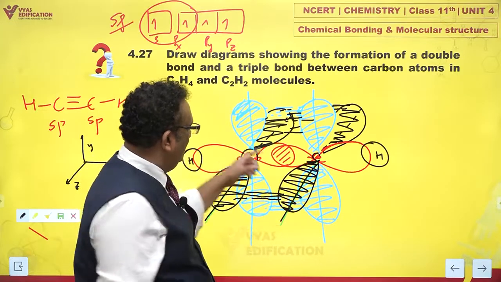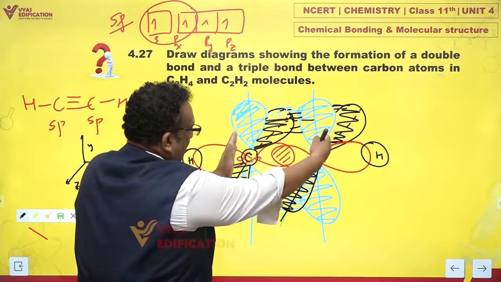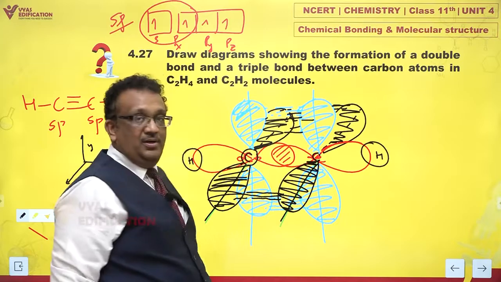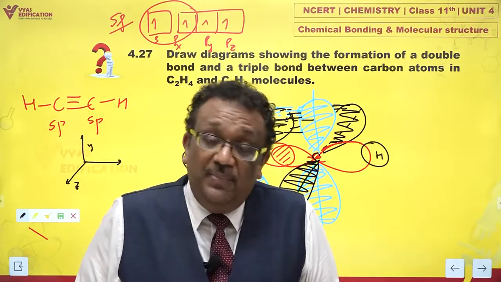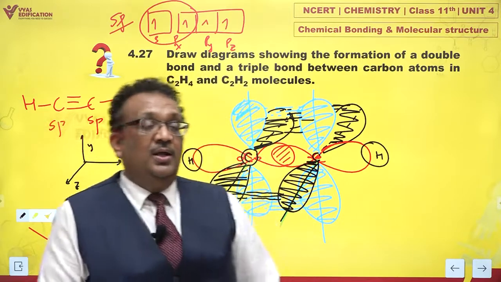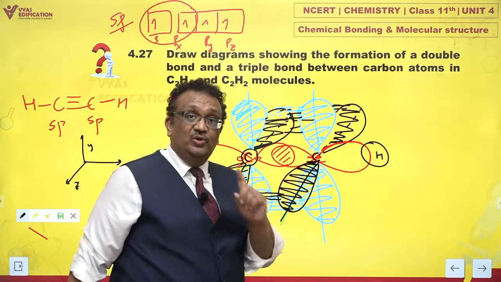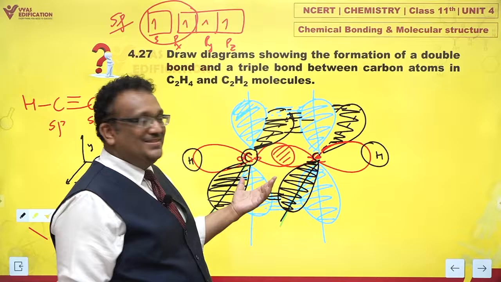One sigma bond, one pi bond, and the second pi bond. Py and py overlap to give you a pi bond. Pz and pz overlap to give you a pi bond. And sp and sp overlap gives you a sigma bond. This is acetylene.